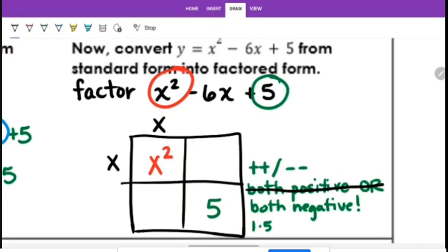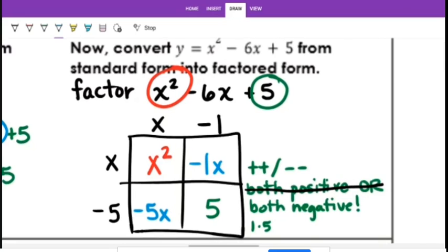We know we're going to use two negatives, and one of them is going to be a -1, and the other one has to be a -5. Easy as that. So let's fill out our box just to double check. On the top right, we'll have -1x, and on the bottom left, we'll have -5x. -5x and -1x do add together to give us -6x. So this all works out.